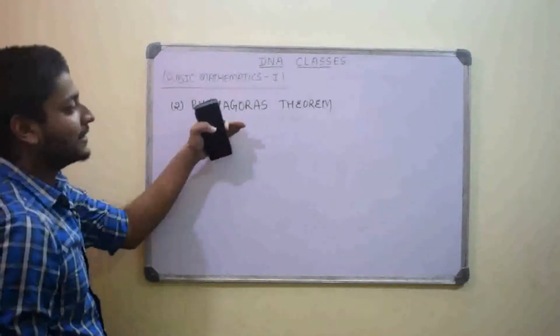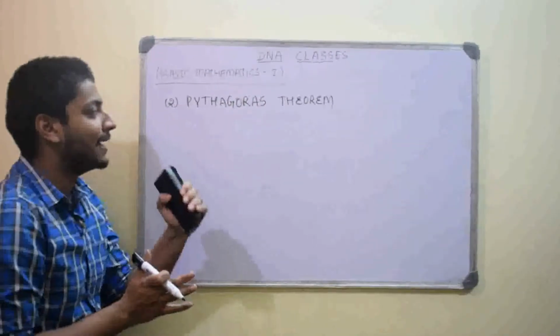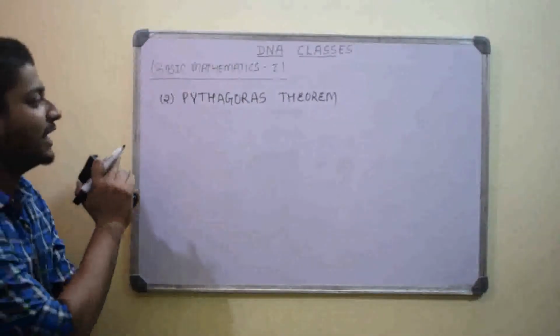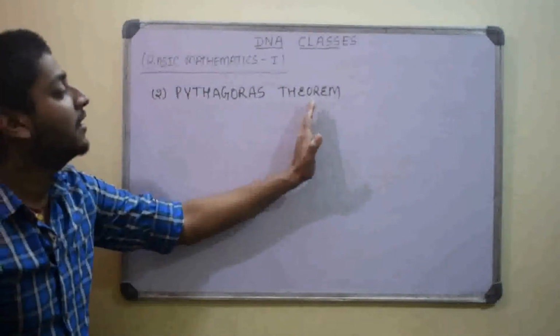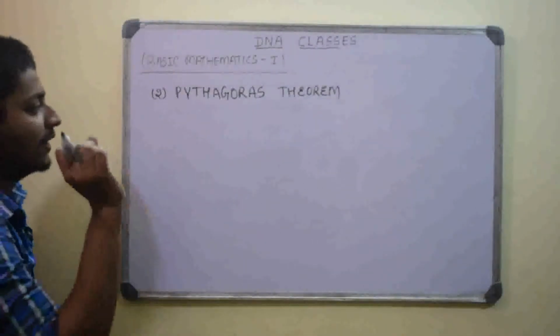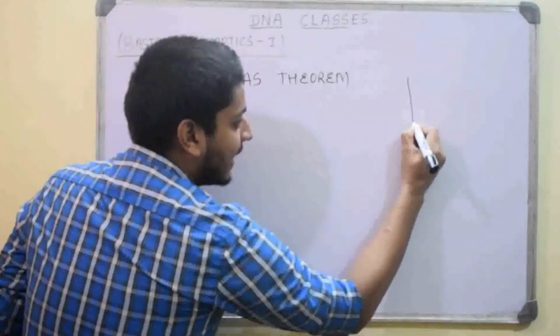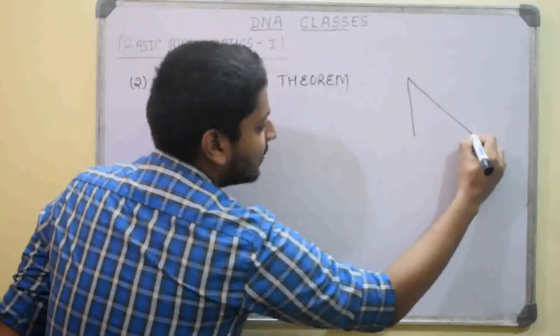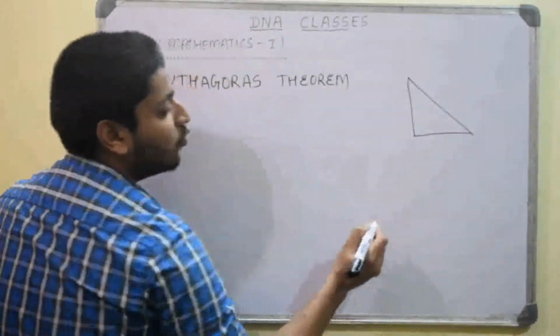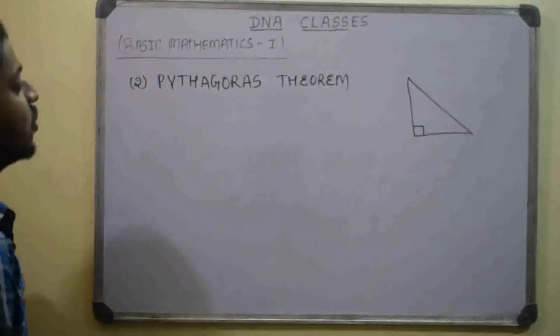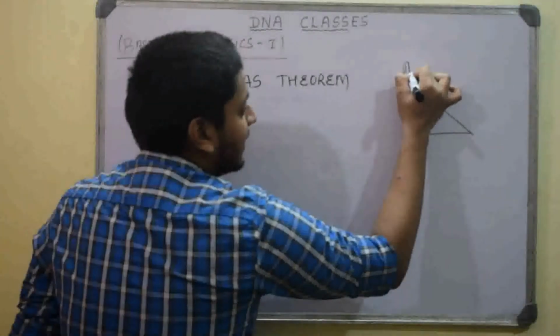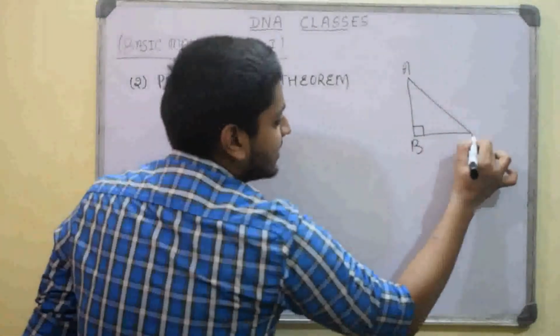What is Pythagoras Theorem? Before studying it, I would like to tell you that we can apply the Pythagoras Theorem in a right angle triangle. What is a right angle triangle? A triangle is a figure bounded by three sides in which one of the angles is 90 degrees. Suppose we name the vertices A, B, C.